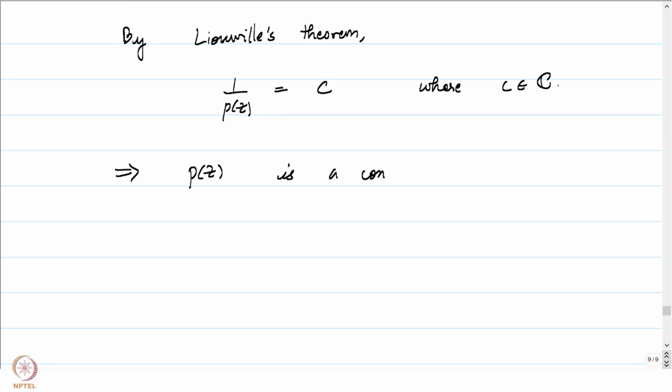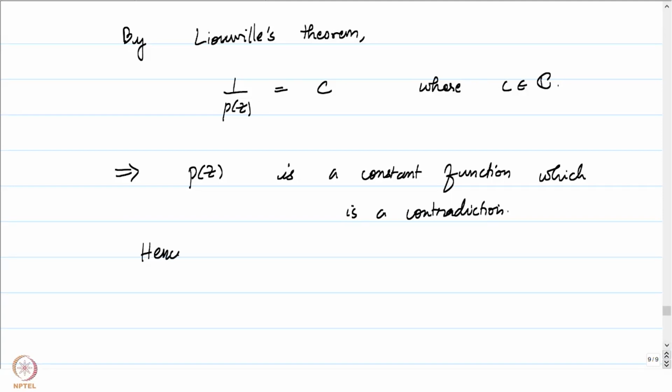But that's a contradiction, right? Because p of z is a polynomial of degree n, which is greater than or equal to 1, in fact greater than 1 in the case we are considering, and constant functions have degree 0, which is a contradiction. So our assumption to begin with was false.